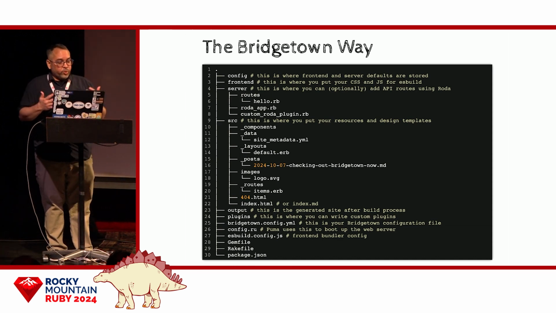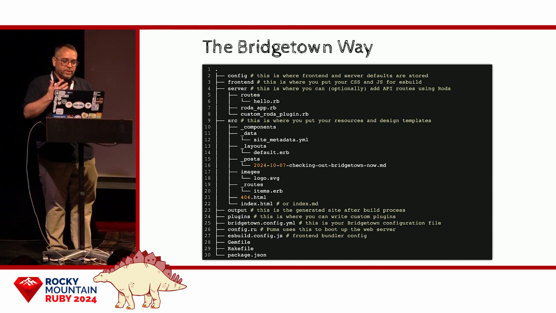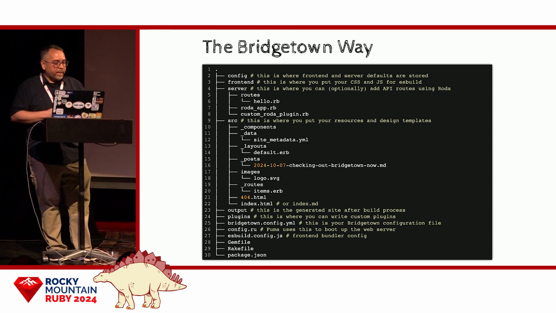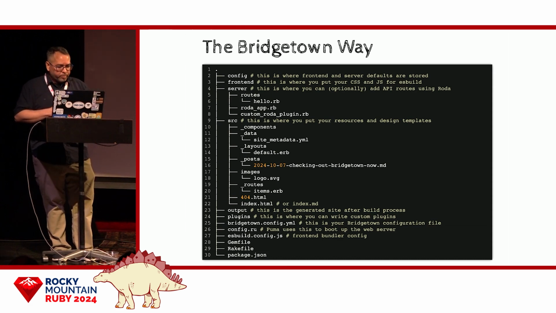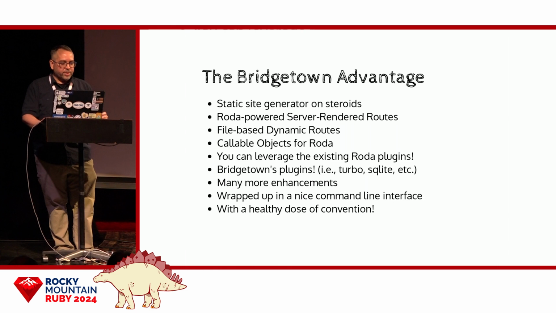And then within the source directory, you have components, you have data, which is very similar to Jekyll, your layouts, and the traditional posts and pages that get automatically generated. And then you have this _routes folder that basically allows you to use this file-based Roda composition method that I showed you. And then output, which is where all the output of the static site is generated, and all the other configuration files for Ruby, ESBuild, and everything else.